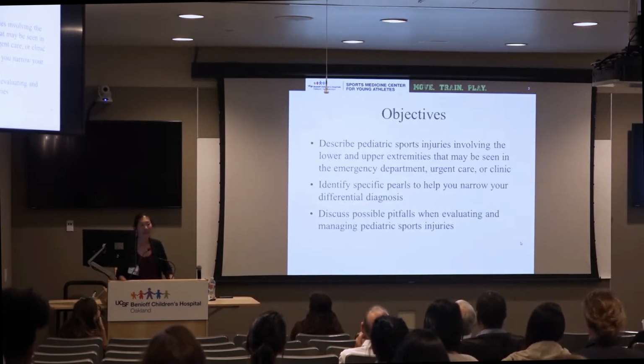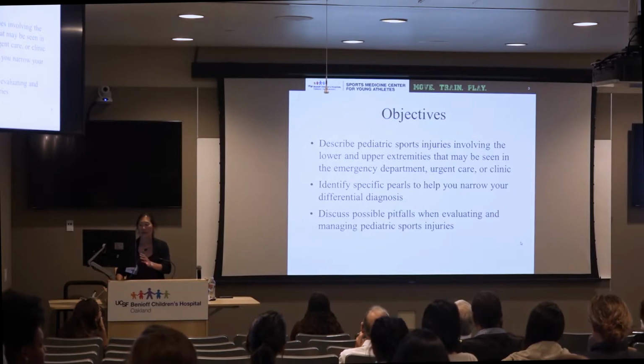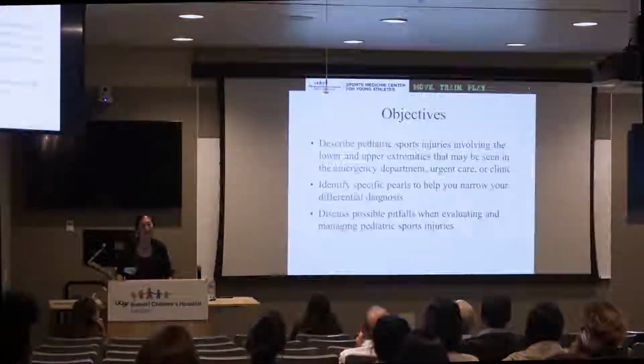So here are our objectives today: to describe pediatric sports injuries involving both the lower and upper extremities that may be seen not only in the ED, in the urgent care, but also in your clinic. Identify specific pearls to help you narrow your differential diagnosis, and discuss possible pitfalls when evaluating and managing pediatric sports injuries.